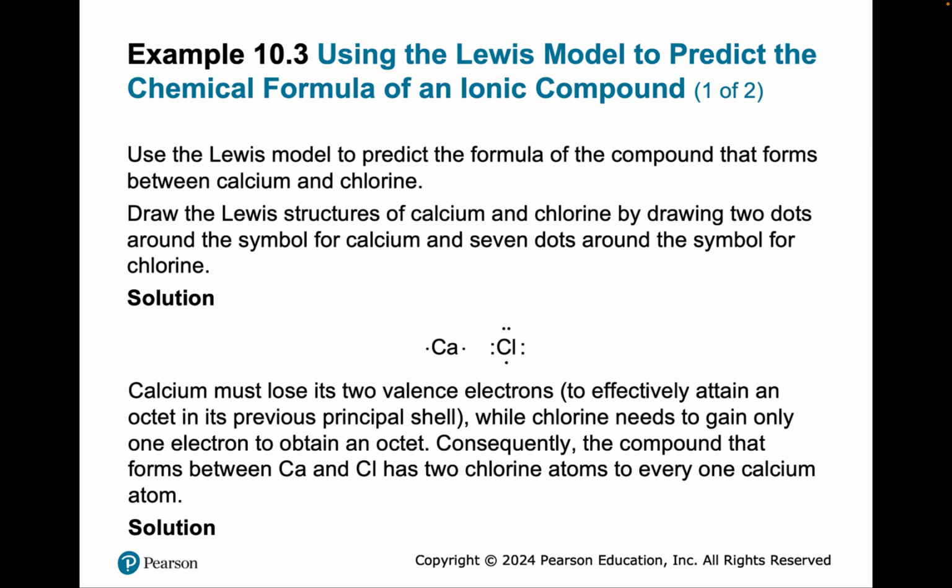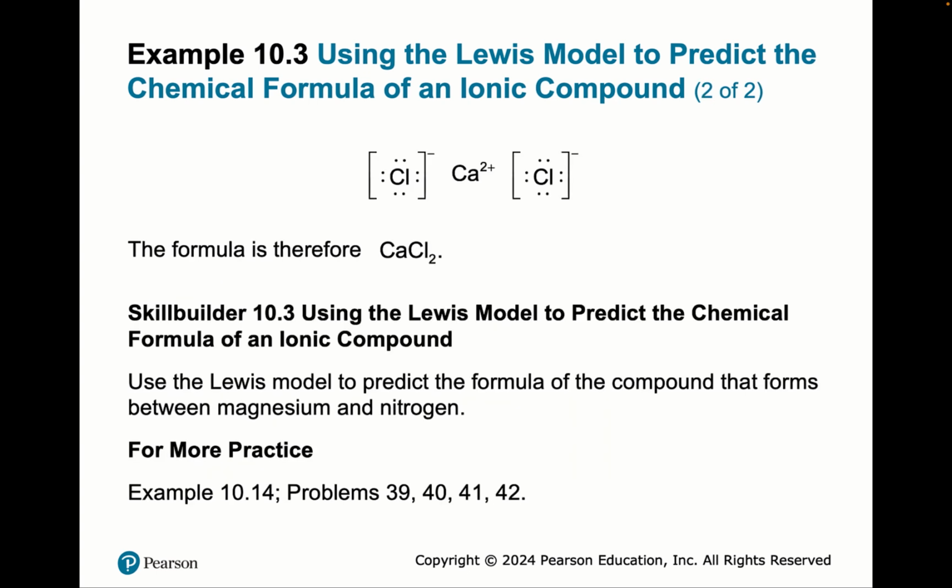So similar, predict the formula for calcium chloride. So calcium has 2 valence electrons, chlorine has 7, and so that means calcium tends to lose 2 electrons and chlorine tends to gain 1. And because of that, you need to have 2 chlorines to absorb the 2 electrons from calcium. So calcium chloride tends to have a 1 to 2 molar ratio between calcium and chlorine in that.